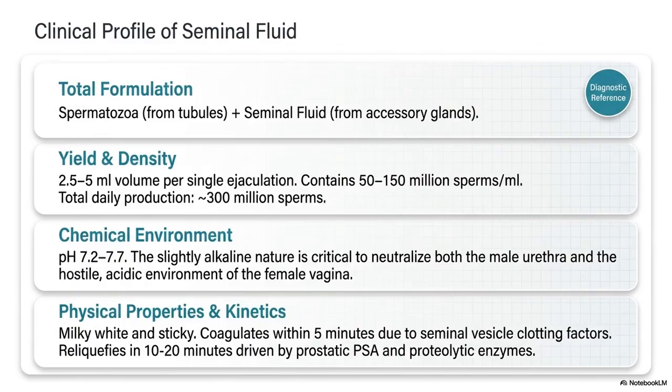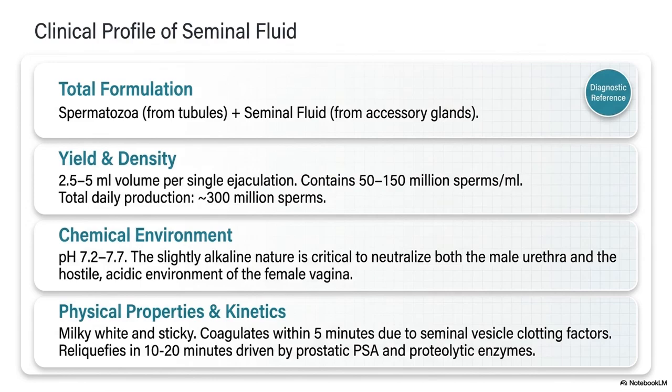The seminal vesicles secrete an alkaline viscous fluid that contains fructose, prostaglandins and clotting proteins. Prostate gland secretes a milky, slightly acidic fluid that contains citric acid, acid phosphatase, proteolytic enzymes and seminal plasmin, whereas bulbourethral glands secrete an alkaline fluid that protects the passing sperm by neutralizing the acidic urine in urethra, and it also contains mucus and galactose.